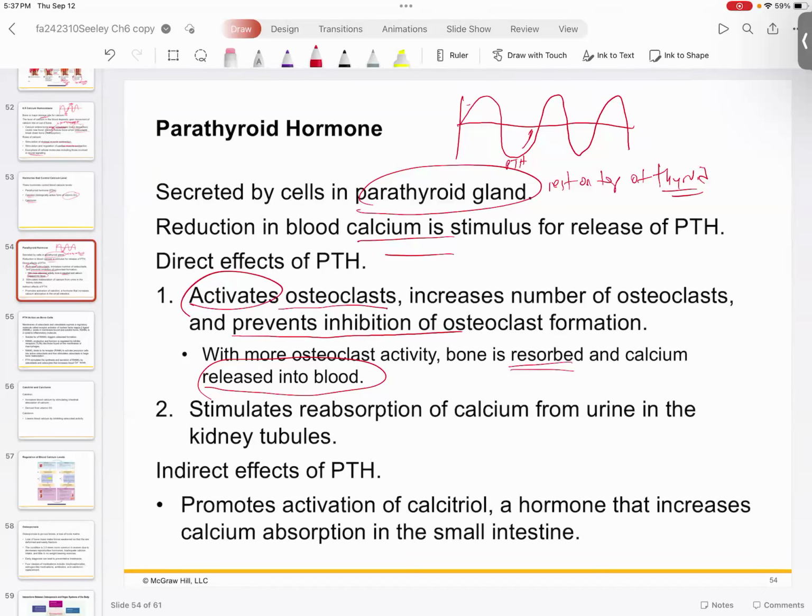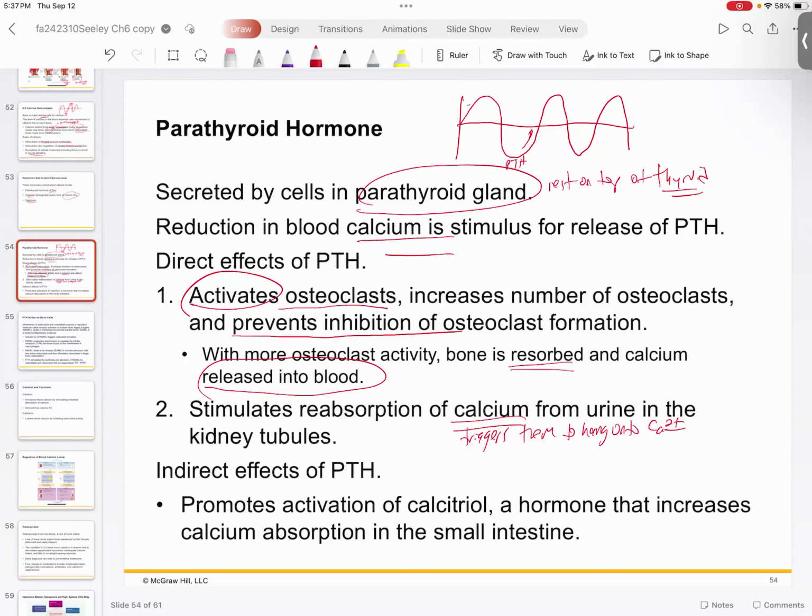The other thing that it also does is it stimulates the reabsorption of calcium from the urine in the kidney tubules. So basically, any calcium that is being filtered to your kidneys, it triggers the kidneys to hang on to the calcium. Not to let that go. You don't want to flush that down the toilet if you need it.